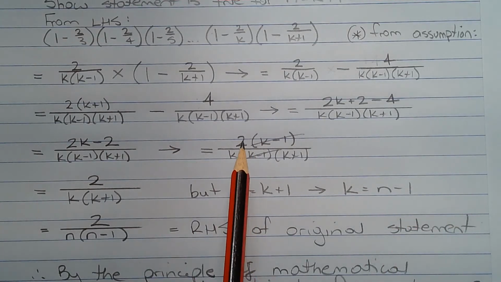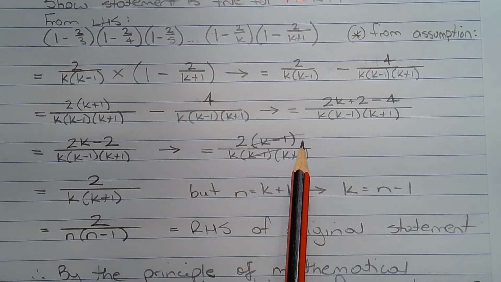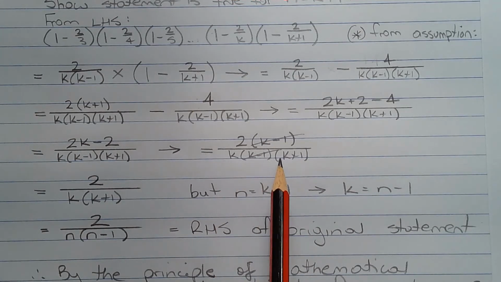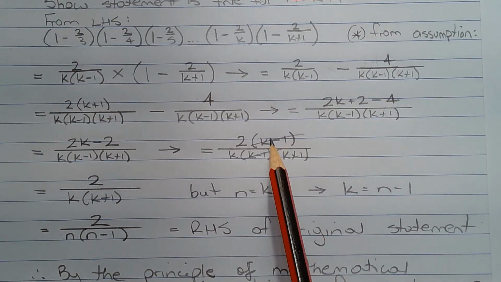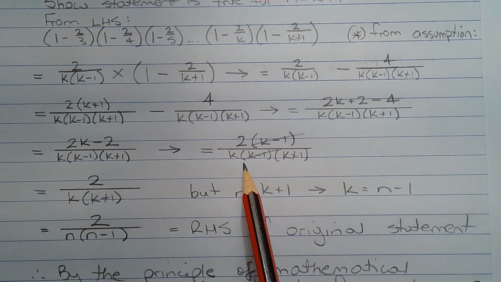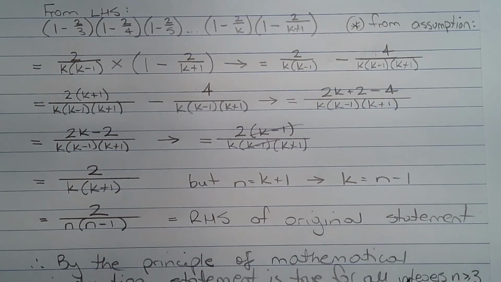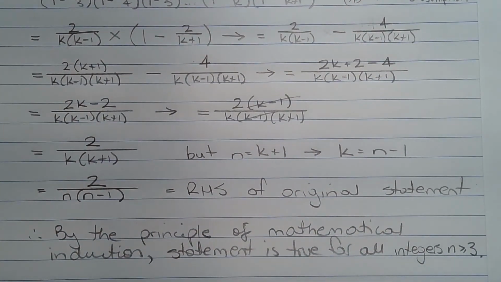And factorising out 2, that equals 2(k - 1)/(k(k - 1)(k + 1)). And we can cancel the k minus 1 in the numerator with the k minus 1 in the denominator. And that equals 2/(k(k + 1)).